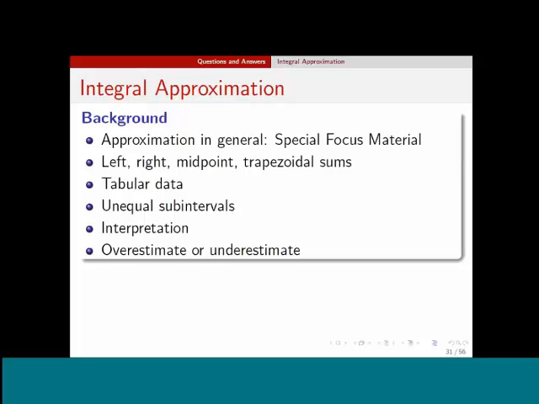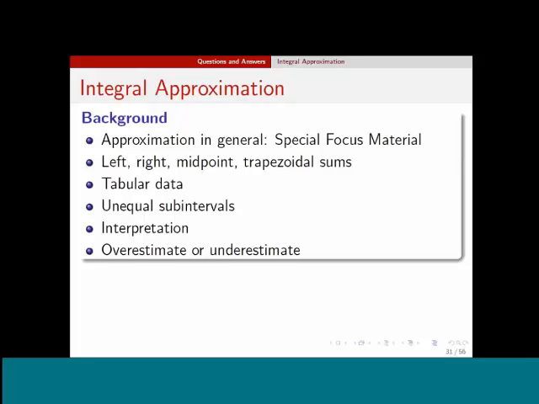Okay, integral approximation. This has been a very big part of the free-response questions. And in fact, I think I mentioned earlier that approximation was a special focus booklet a couple of years ago, still being used. We need students to be able to use and understand left, right, midpoint sums, trapezoidal sums. I know that many of you teach Simpson's rule or Simpson's sum, but we don't ask any questions about that. It's fine that you do that, but we're not going to ask a question about it.